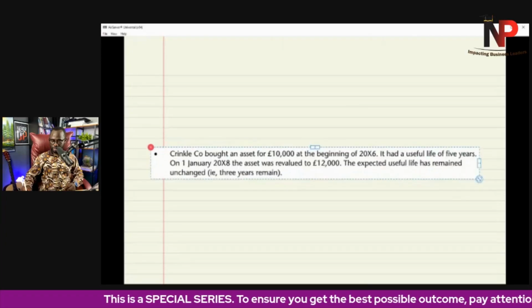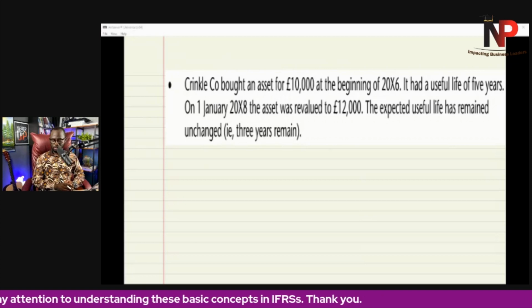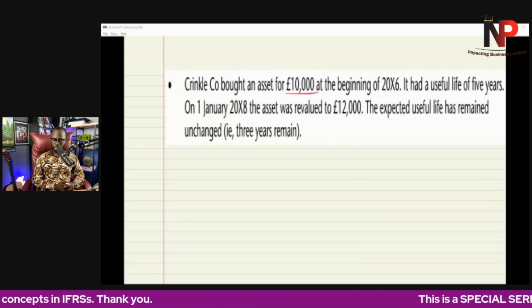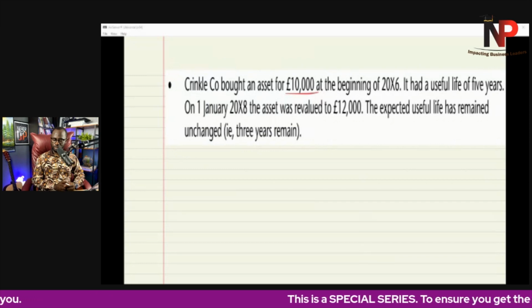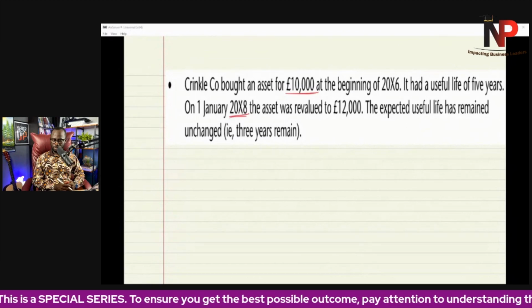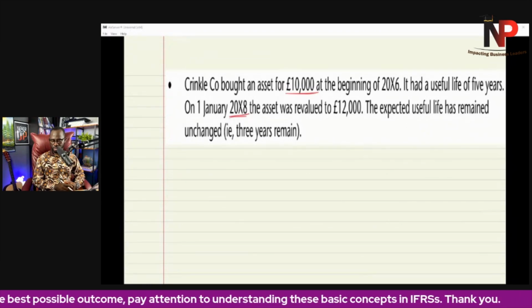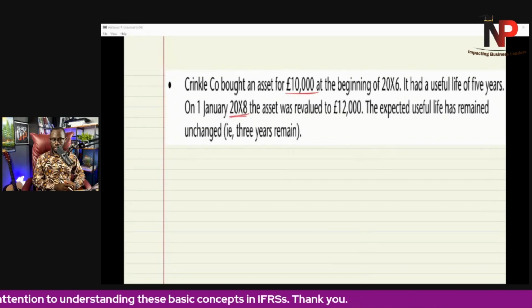So let's look at the second scenario here. It says that Crinkle Co. bought an asset for £10,000 at the beginning of 20X6. It had a useful life of 5 years. On 1st January 20X8, the asset was revalued to £12,000. The expected useful life has remained unchanged. That is, 3 years remain.